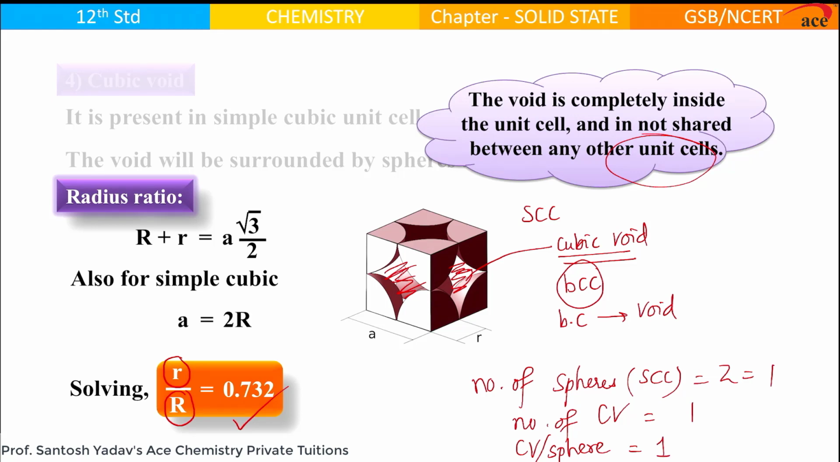So what is the position of the cubic void? The cubic void is at the body center of SCC. How many cubic voids are present per sphere? The answer is 1. For simple cubic, how many spheres make up the unit cell? 1. How many cubic voids are present? 1. So the number of cubic voids per sphere is 1.